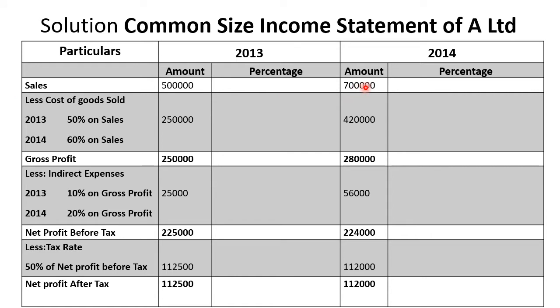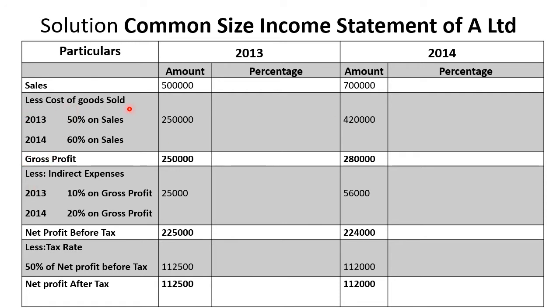Sales that is given in the question. From sales, you'll be deducting cost of goods sold, that is 50% for 2013 and 60% for 2014. When it is 50% for 2013, you get 2,50,000. I think you no need to use a calculator over here. It is a simple calculation. You can do it by yourself. When it is 60% for 2014, it is 4,20,000.